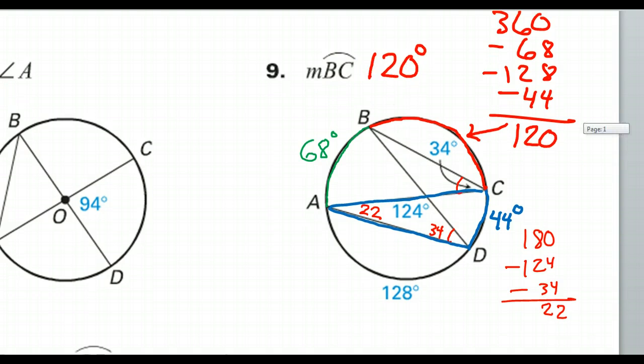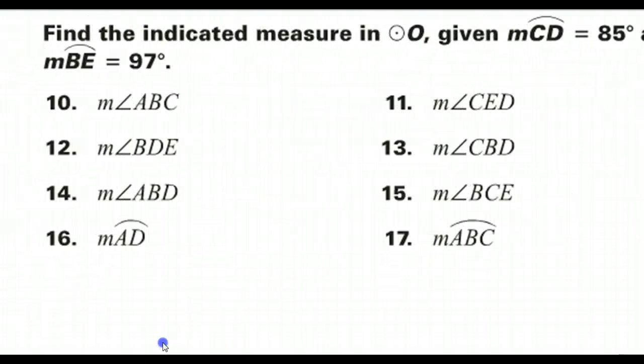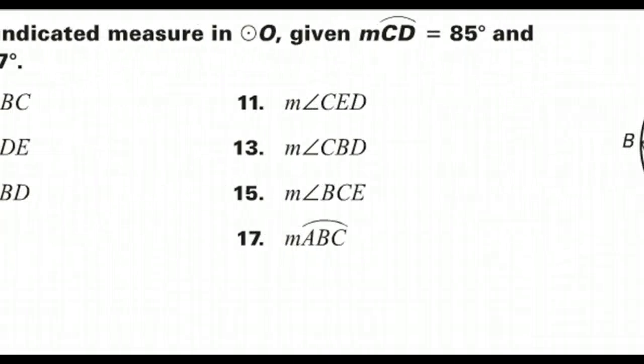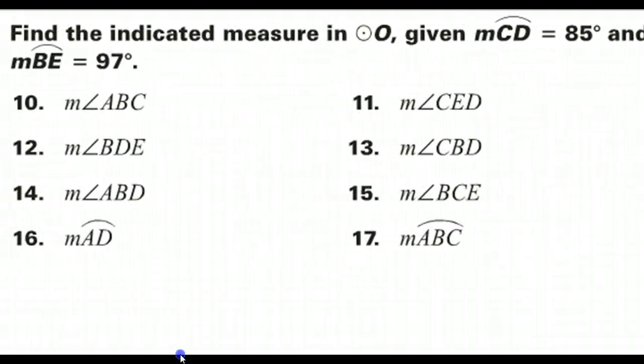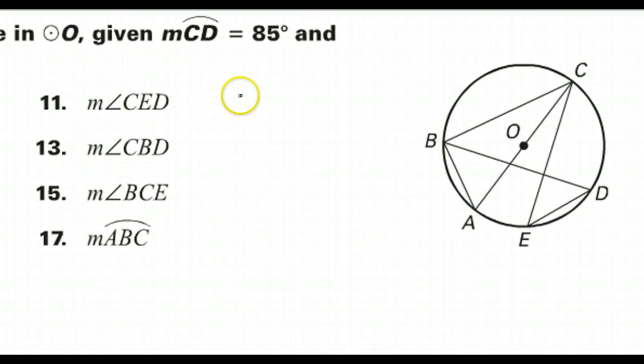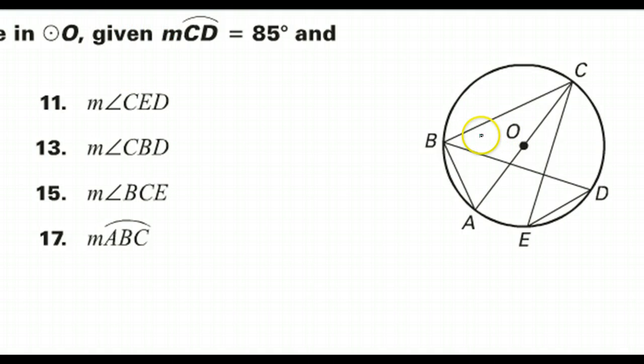All right, let's take a look at number 11. We're using this picture. The measure of arc CD is 85, so I better mark that. Let's start with green, CD. So this arc right here is 85 degrees.